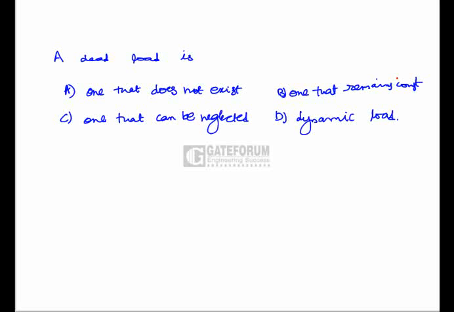Here the question is, a dead load is, and the options are one that does not exist, one that remains constant, one that can be neglected, and option D is dynamic load. Here dynamic load is nothing but a load whose magnitude and direction may change from time to time. So with respect to time, either the magnitude or direction can change for a dynamic load, but a dead load is a static load.